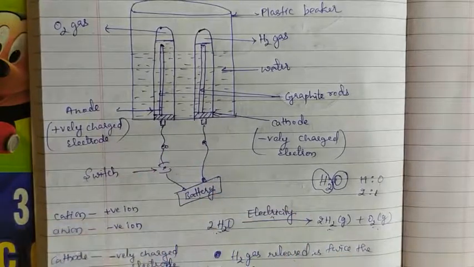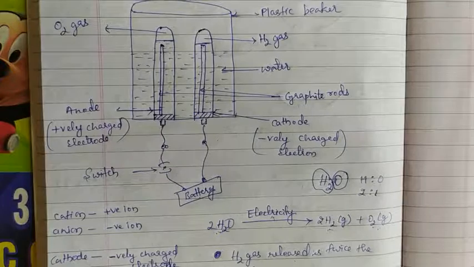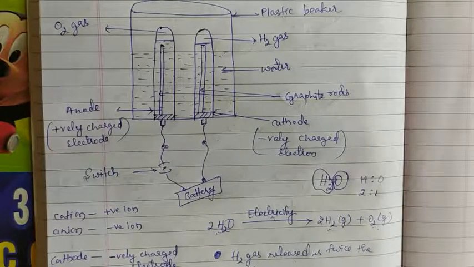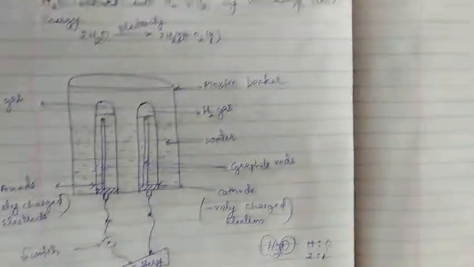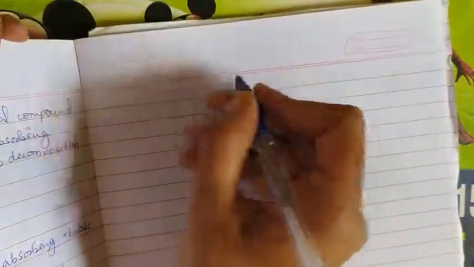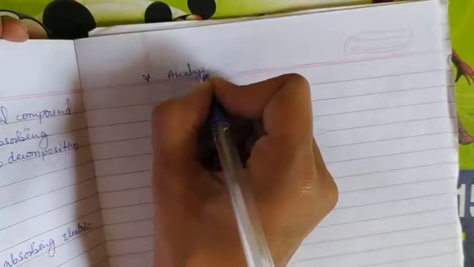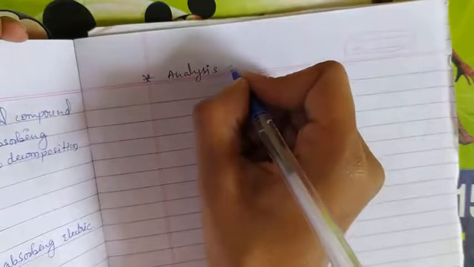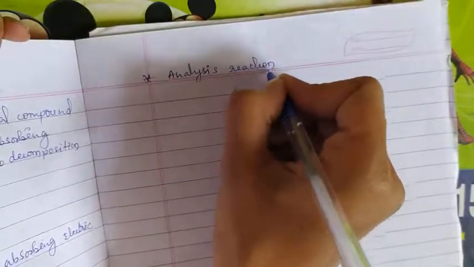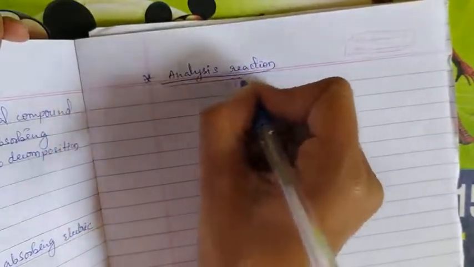Okay, this is electrolysis of water. Here water breaks into oxygen and hydrogen gas by absorbing the electric energy. So it is an electrodecomposition reaction. Okay, now we will see another kind of reaction, the analysis reaction. Okay, what is an analysis reaction?